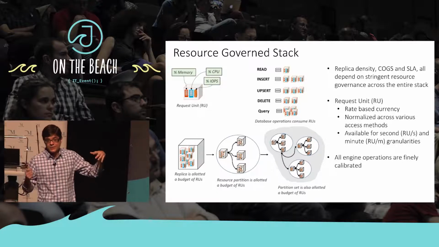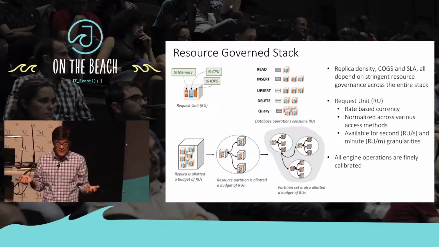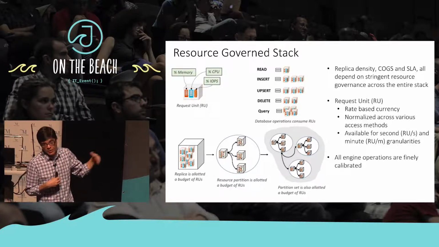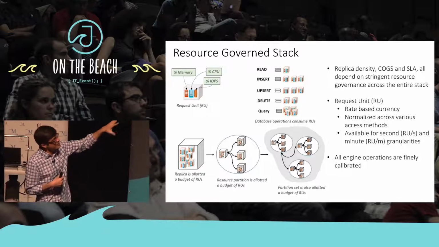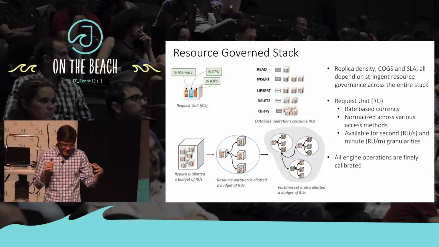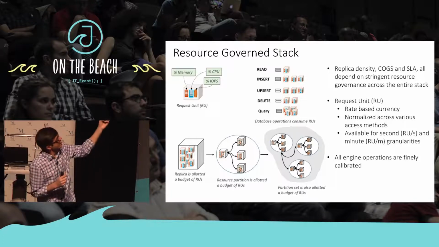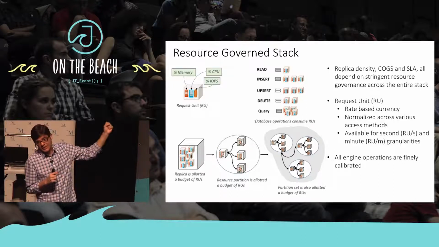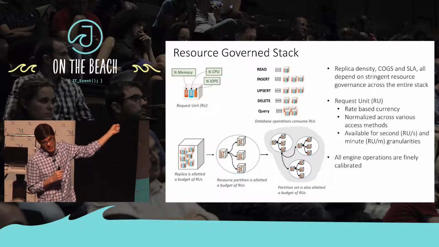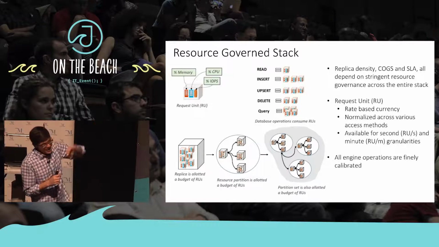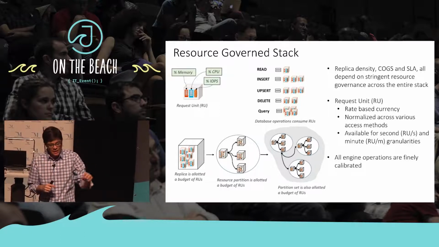One of the challenges here is to take arbitrary database operations. This is a database, it doesn't just have key lookups. So if you have queries, if you have more complex operations, taking all of those operations and devising a normalized currency of usage. We call this normalized currency request unit. A request unit encapsulates some amount of CPU, some amount of IOPS and memory, and every operation that happens in the system is charged some amount of RUs.